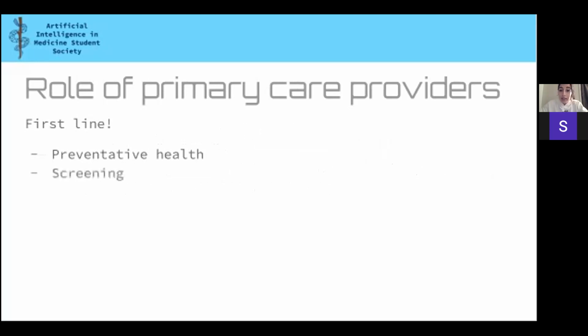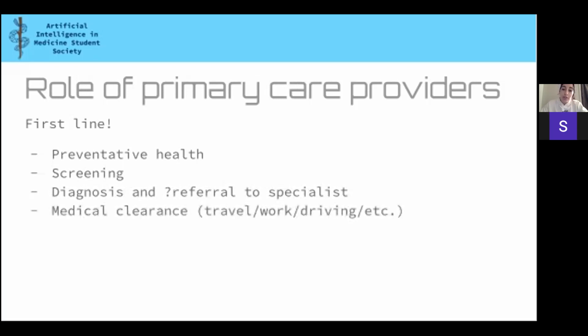You also have screening. So screening for certain common diseases is also a big part of primary care. I'll talk a little bit more about this later. Of course, diagnosis and referral to specialists. If someone comes in for a specific problem, the family doctor will try to make a diagnosis and come up with a management plan, or refer the patient to a specialist who's better qualified to manage their problem. And then lastly, doctors are also responsible for filling out a lot of paperwork. So these are things like WCB, travel, fit for driving, and stuff like that.